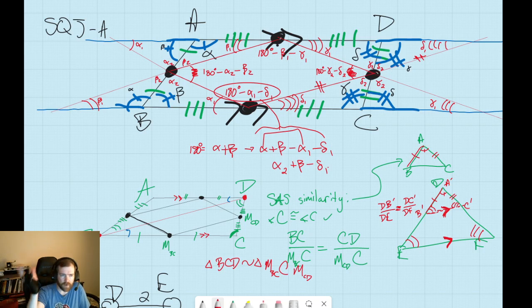And by the same theorem we were just using, this is going to be parallel to that. And then we could do the same for MAB, MAD with A to make that triangle. And then that's going to tell us that this is parallel.